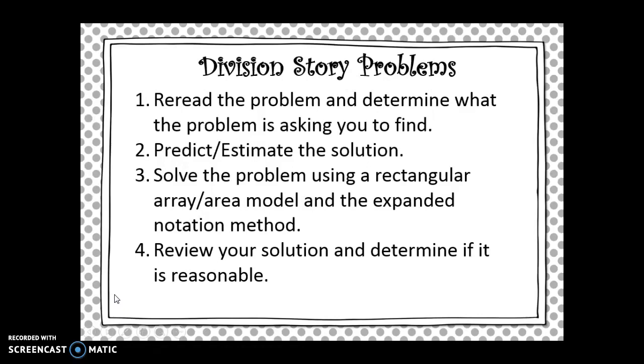Here are listed some steps that will help you when you are solving division story problems. Our first step is to reread the problem and determine what the problem is asking us to find. Then we can predict and estimate the solution. Solve the problem using a rectangular array/area model and the expanded notation method. Step 4. Review your solution to determine if it is reasonable. These 4 steps will help you be successful with being able to solve division story problems.